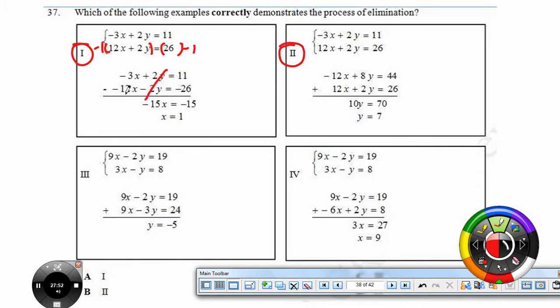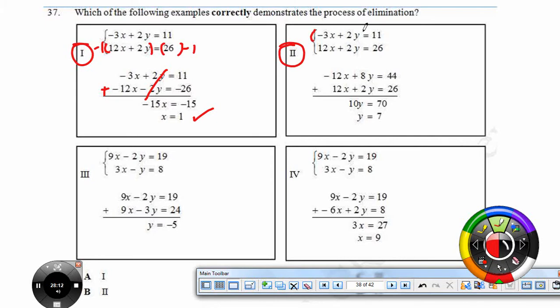So that would be negative 15x, this would be negative 15. So x would be 1, check, I see that one good. This one, if you wanted to do it, you could, it looks like they multiplied the top equation by 4. So let's see if that's correct.